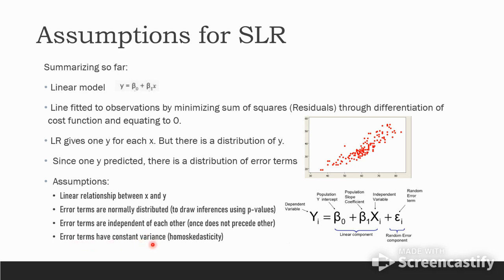Error terms have constant variance. This distribution of error terms should have a constant variance, which is also known as homoscedasticity. If this distribution works in a way that error terms keep on increasing as we go ahead on x, this will become a heteroscedastic model. And why will a heteroscedastic model not work? Because then the error terms will not remain independent of each other: as the variables are increasing, the errors are also increasing, and the independence is lost.